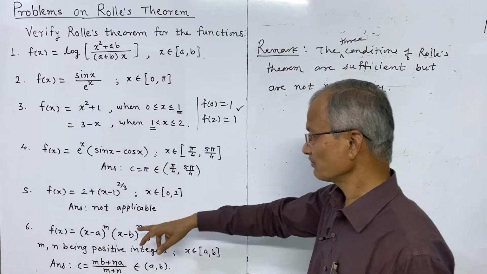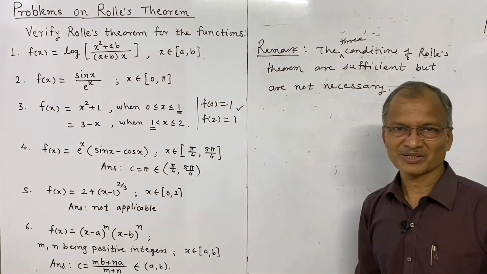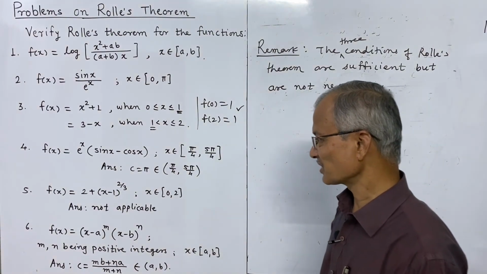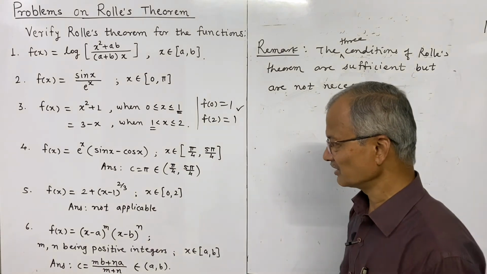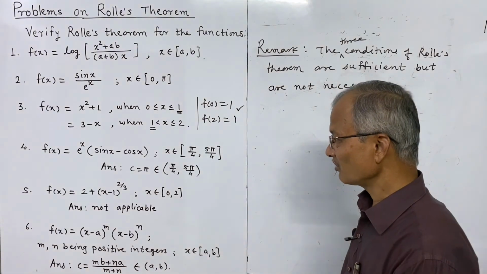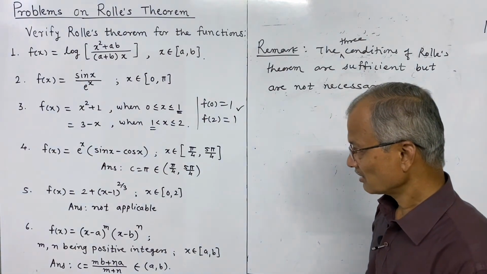Now what about the fifth function? This is not applicable, which means one condition of Rolle's theorem is not satisfied, and you should check that condition. It is again the second condition that is not satisfied, meaning the derivative does not exist. At which point it does not exist, that you should see.